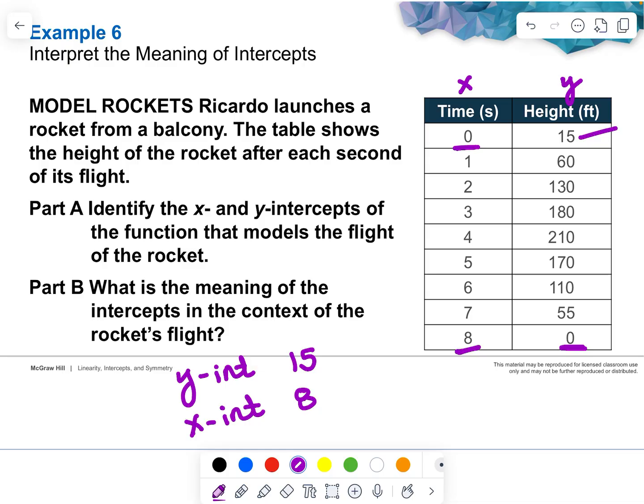And then what do these intercepts mean? So, if I were to graph, and I see that it goes up and then it comes back down, and the y-intercept was 15 and the x-intercept was 8, I hope that you see that you're launching the rocket at a height of 15. And since this is time, when your height is 0, that means it hits the ground at 8 seconds.